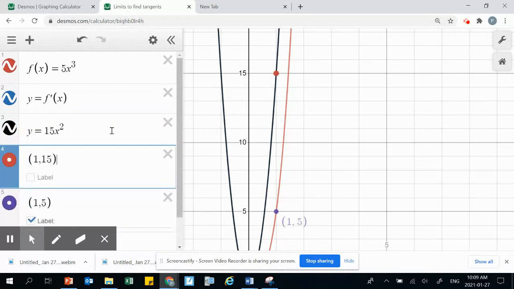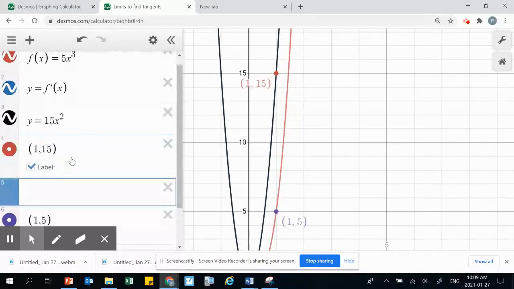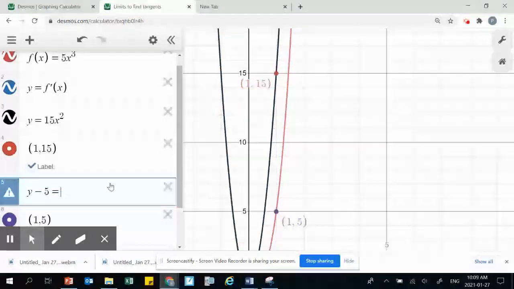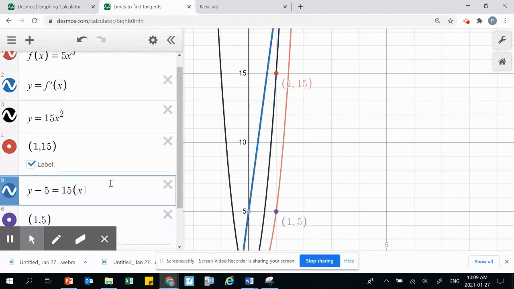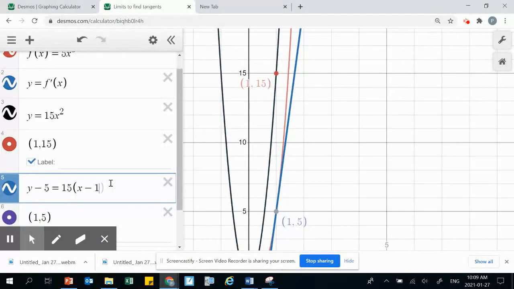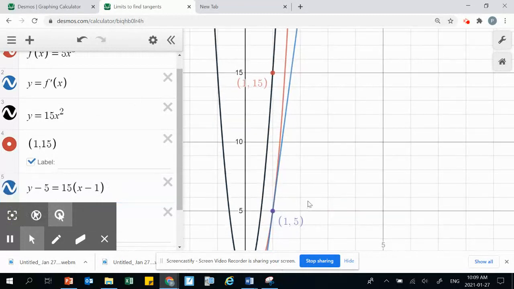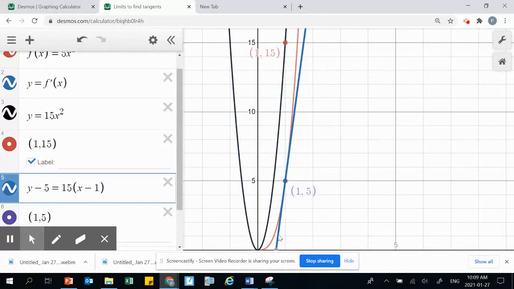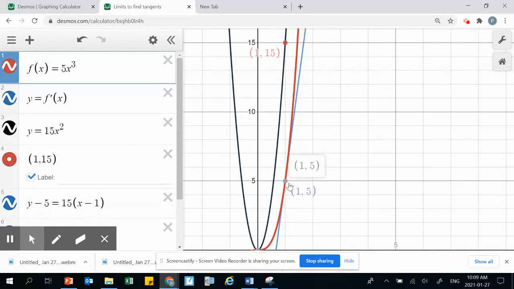Okay, now what this gives us here, so what's this representing on the graph? At this point on my original function, the slope of the line that's tangent to this curve is equal to 15. Okay, so if I want to go ahead and graph this guy, so how do I graph it? So the slope is 15, passing through this point, x minus 1. Okay, so this guy over here, this blue line is tangent to my cubic function at the point 1 comma 5.